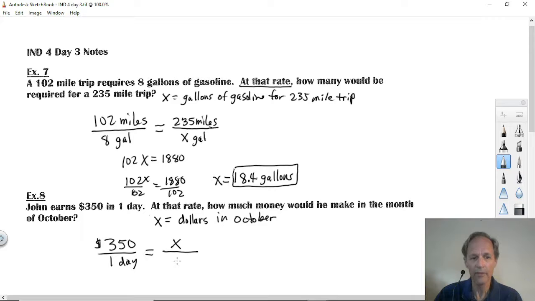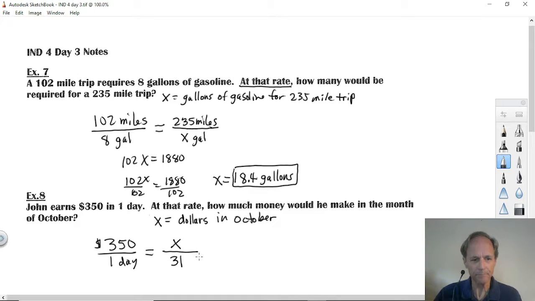Now we have to have the number of days in October. So this is where you might have to get out your calendar. How many days are in October? 30 days has September, 31, 28, except a leap year. But I believe it's 31 in October.